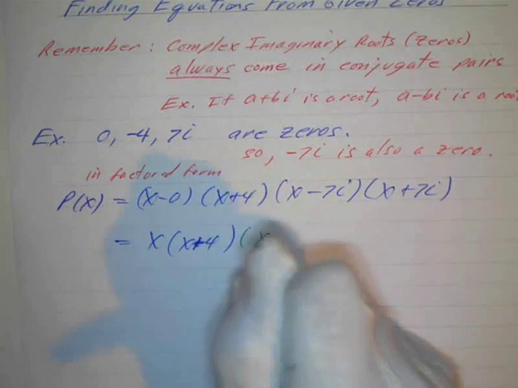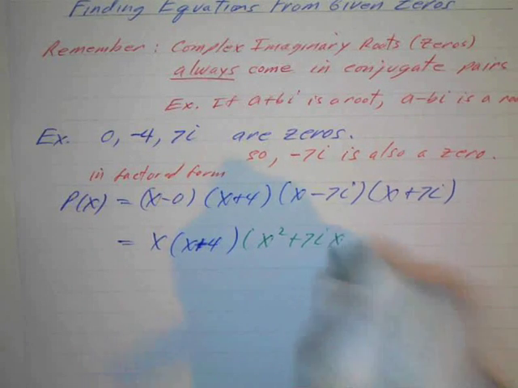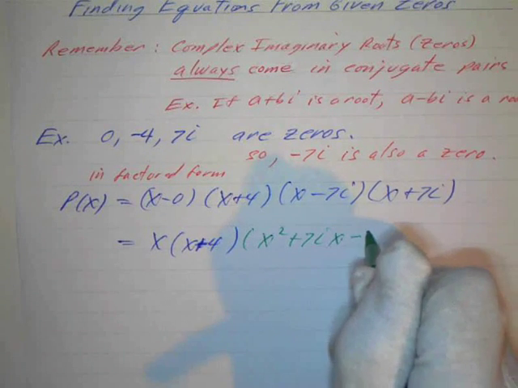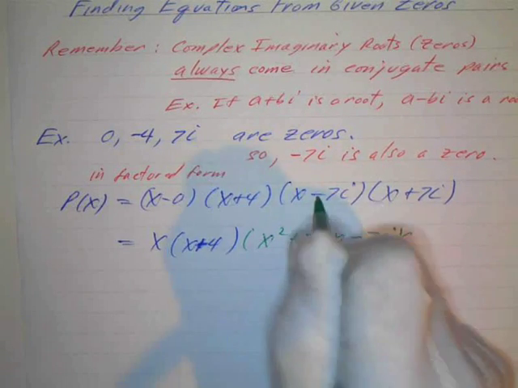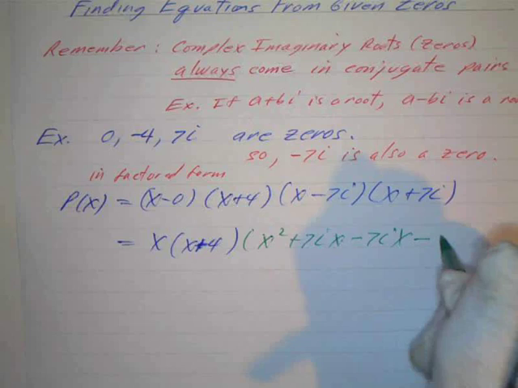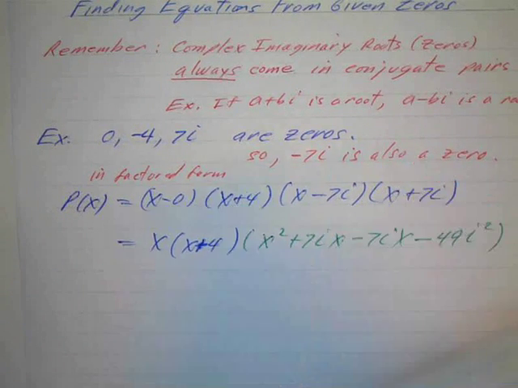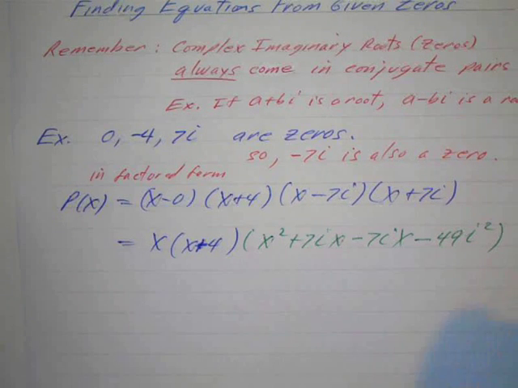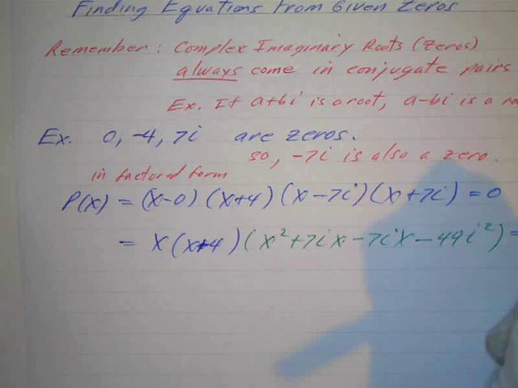So x times x is x squared. x times 7i is positive 7ix. And then negative 7i times x is negative 7ix. So those are like terms. And then a negative times a positive is a negative. 7 times 7 is 49. And i times i is i squared. Now, we also have to remember that i squared is -1. We learned that when we talked about complex numbers. And these are all equal to 0 because these are equations.